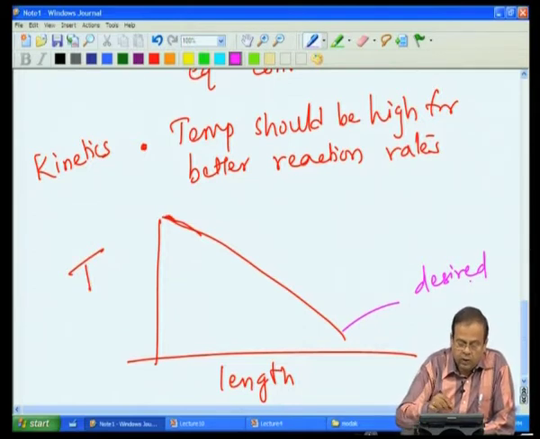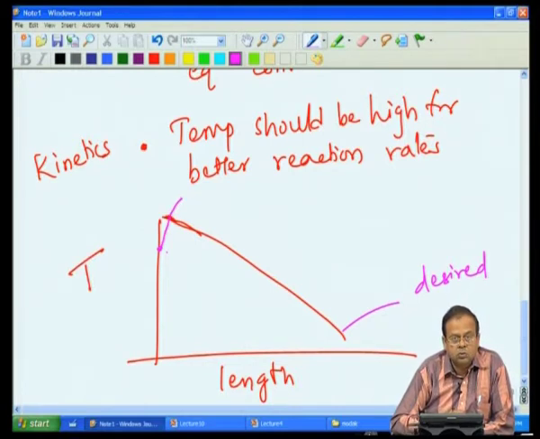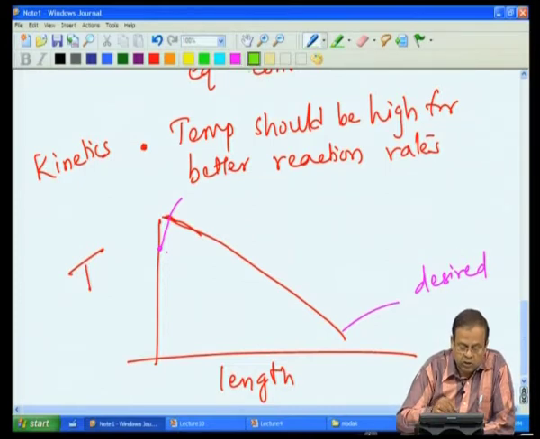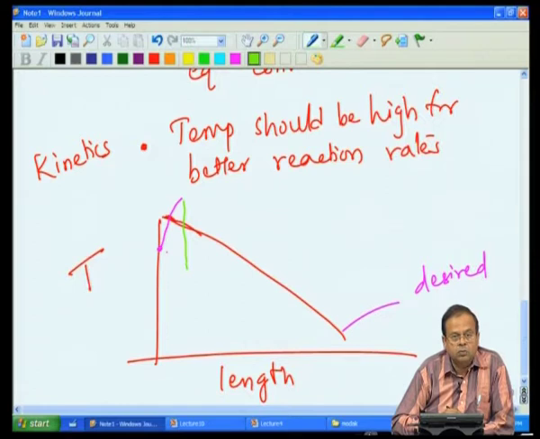But how will I try to achieve it? I will try to achieve it by one way: I start my reactor at high temperature, let it increase, and then using a heat exchanger I bring it down.